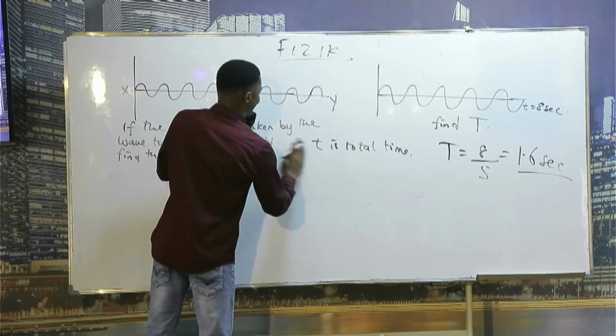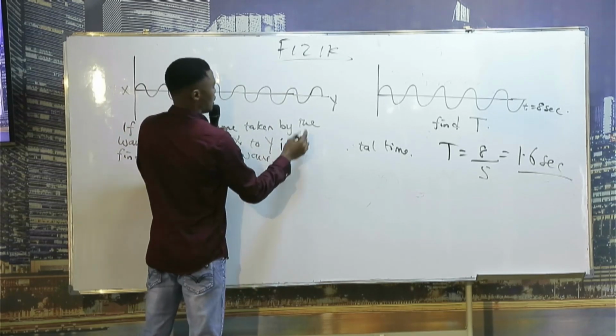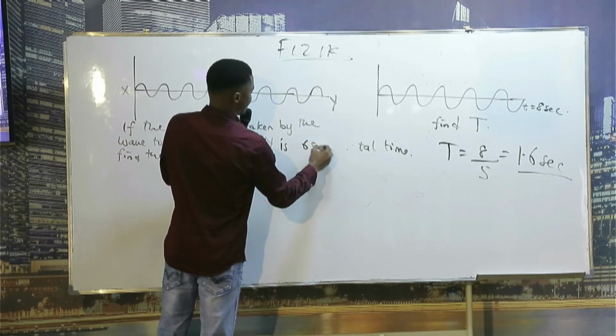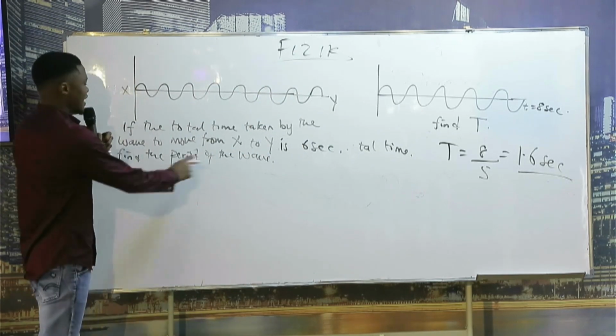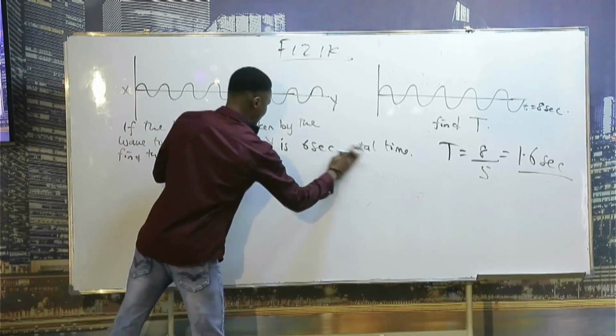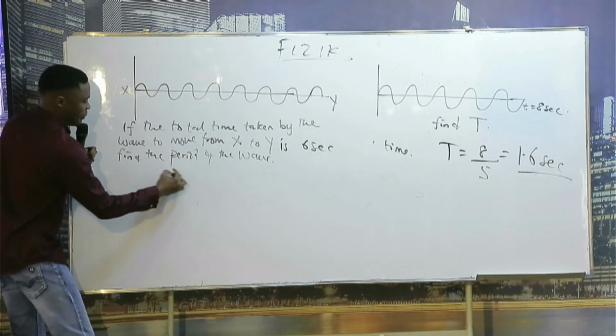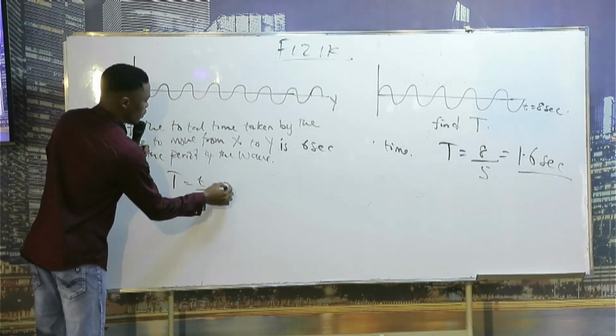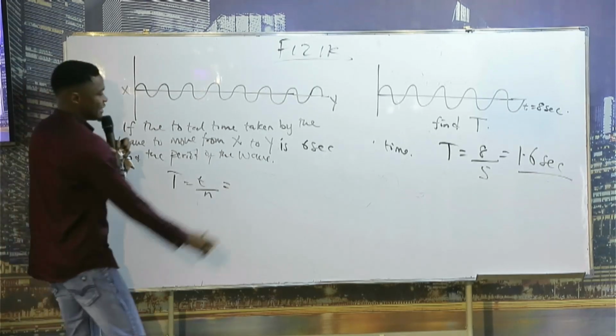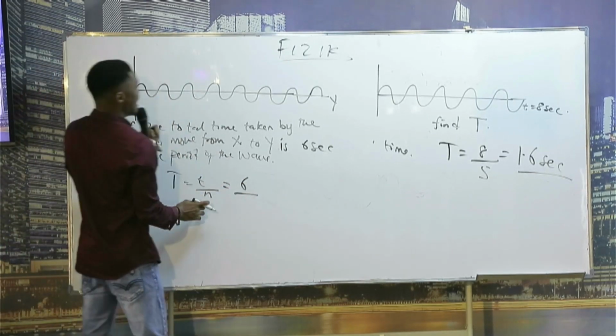Oh, to Y is 6 seconds. Find the period of the wave. Is it possible now? Good. It is very possible. So I tell them that period is small t over n. What did they give us as small t here? 6. So 6 over n here is what?